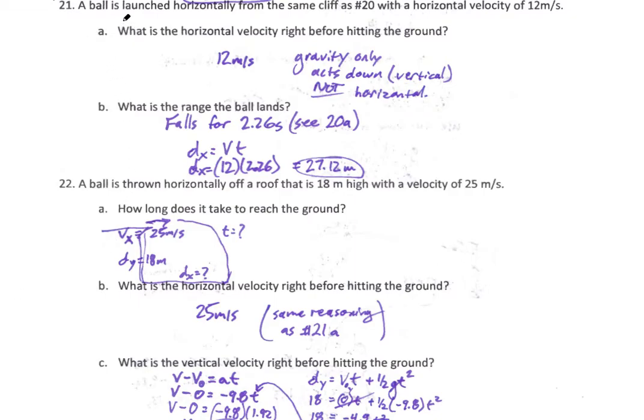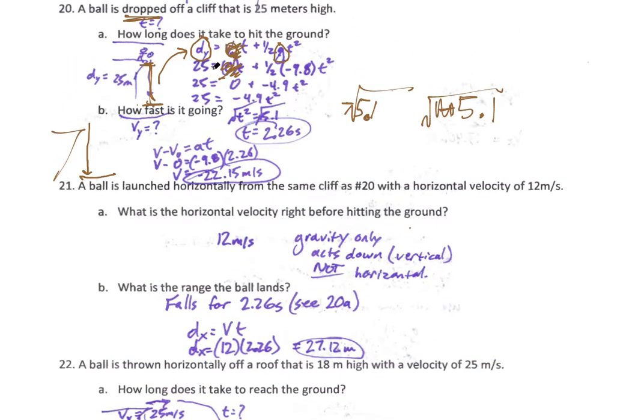So 21, a ball is launched horizontally from the same cliff as number 20 with a horizontal velocity of 12 meters per second. What's the horizontal velocity right before hitting the ground? It's kind of a trick question, right? It seems like we should be doing some sort of mathematical formula here, but the horizontal velocity is going to be the same everywhere, right? If this is being launched 12 meters per second this way, it doesn't matter where I am in the path of this ball, it's going to be going 12 meters per second every single time, because again, gravity is pulling down, it's not pulling back, so that's going to be the same everywhere.